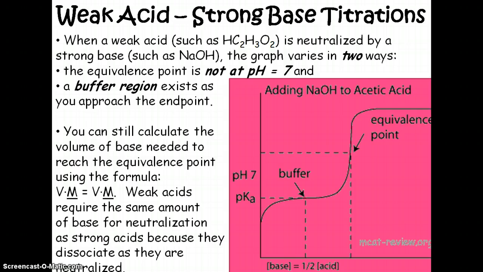You can still calculate the volume of base that you need to reach the equivalence point using M1V1 equals M2V2. That's because weak acids require the same amount of base for neutralization as strong acids, because as the H pluses come off, they are neutralized, and so you get more and more of them coming off. So it takes the same volume to do that.